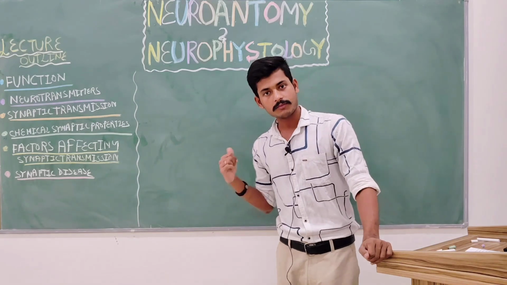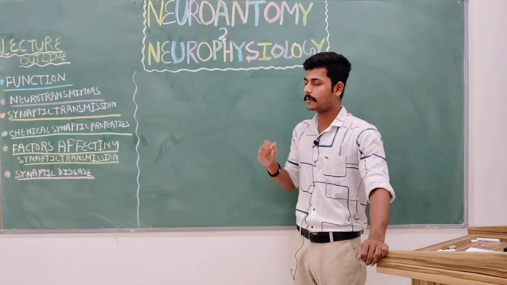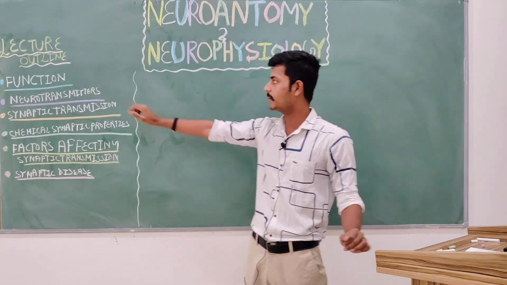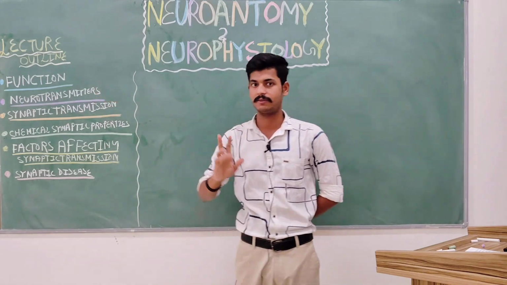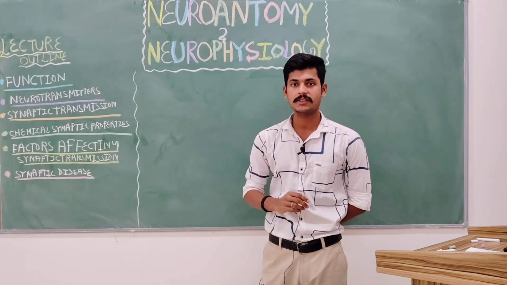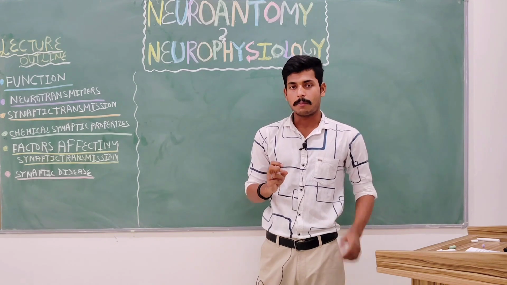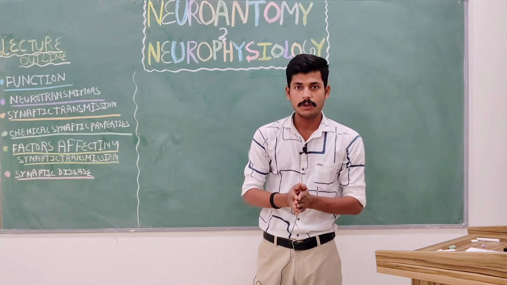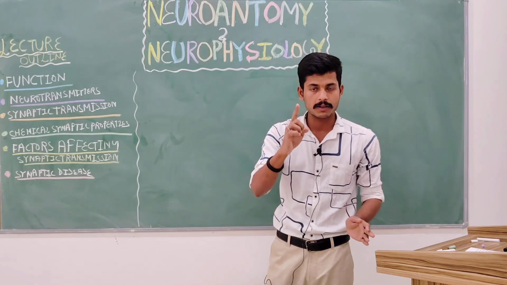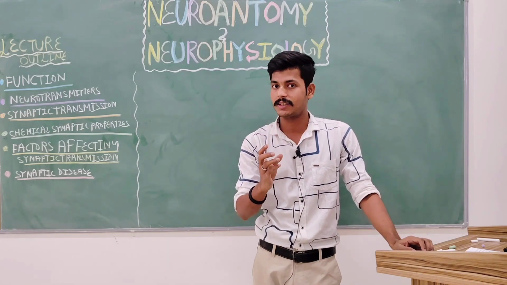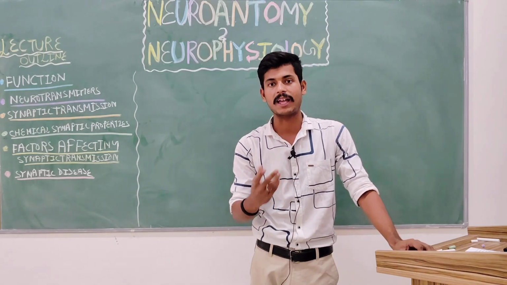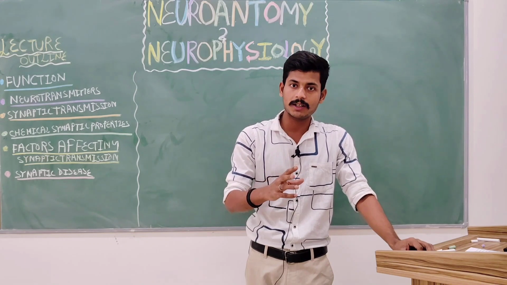So in today's lecture, see the lecture outline. First we will deal with the function of the synapse, because we are left with that. Apart from the function of the synapse, we will see which categories of neurotransmitters there are. Just remember, a neurotransmitter is a kind of hormone, or a kind of chemical, and it has both activities.